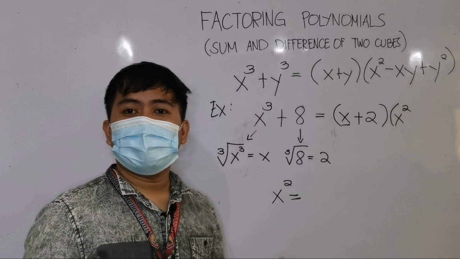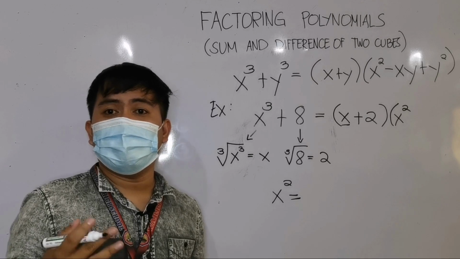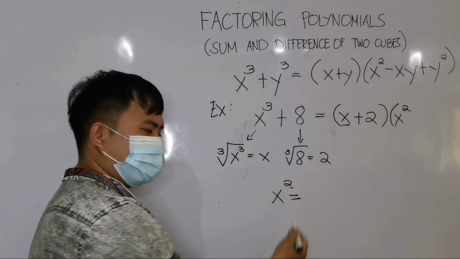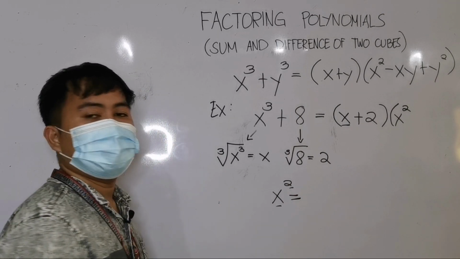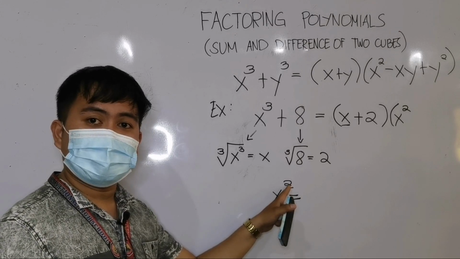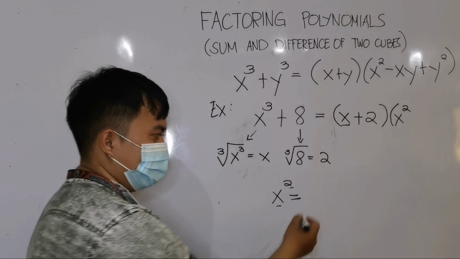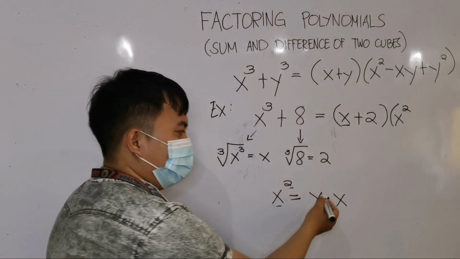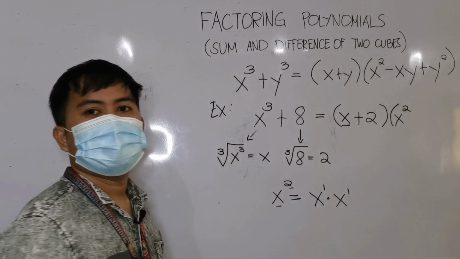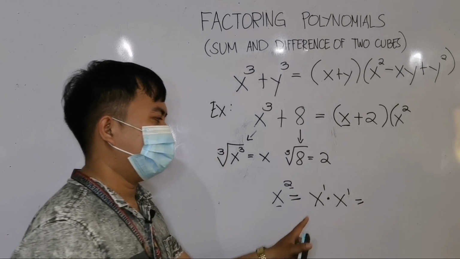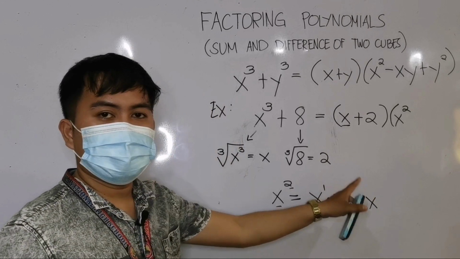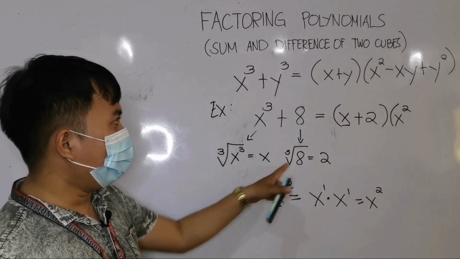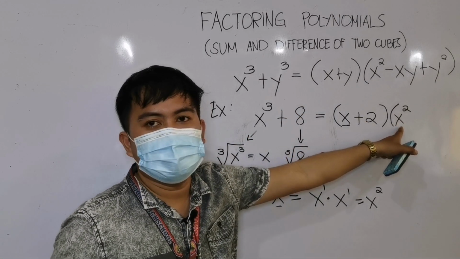And the exponent tells us how many times we are going to multiply the base. X squared, 2 is the exponent, x is the base. Meaning to say, dalawang beses nating imumultiply yung x. So, x times x. And we know that there is an imaginary one. So, the product is x, 1 plus 1 is 2. Okay. So, the square of x is x squared.